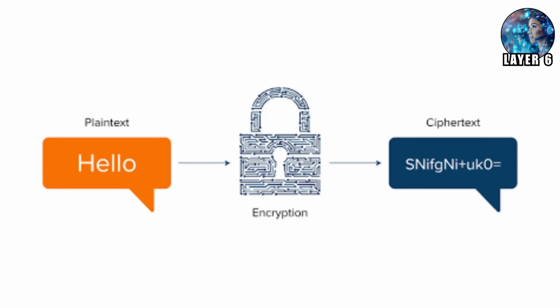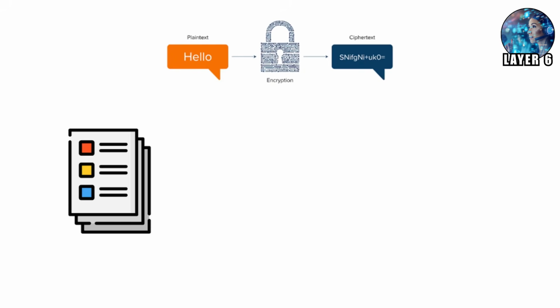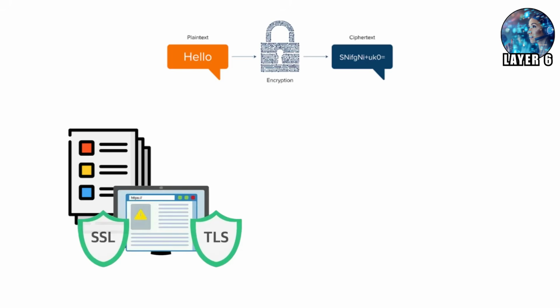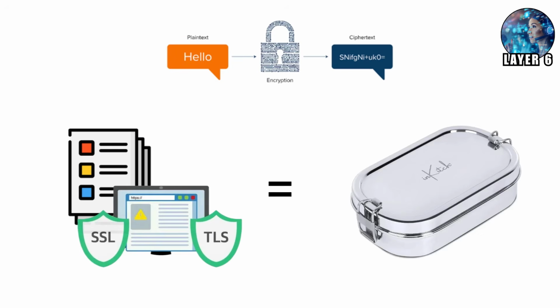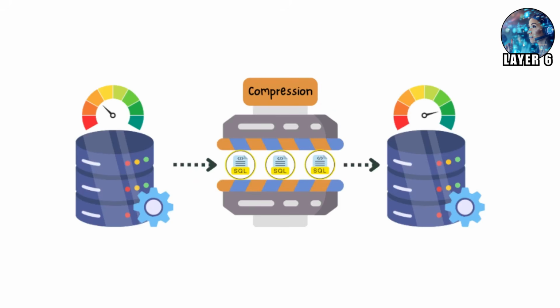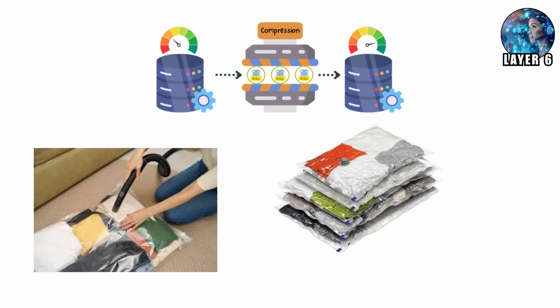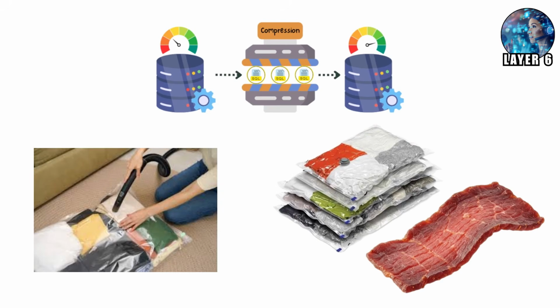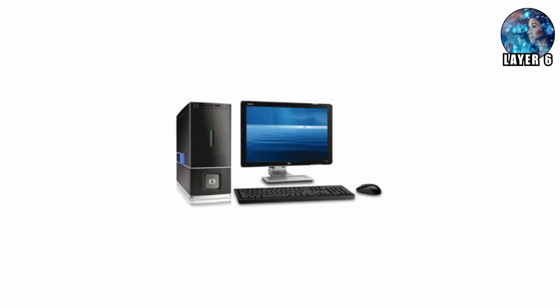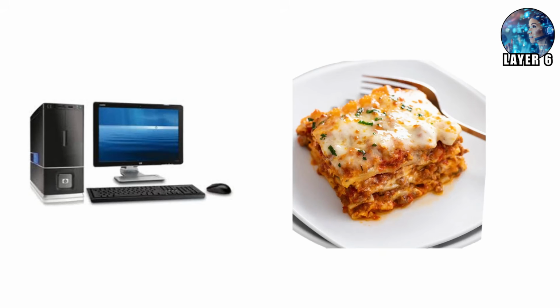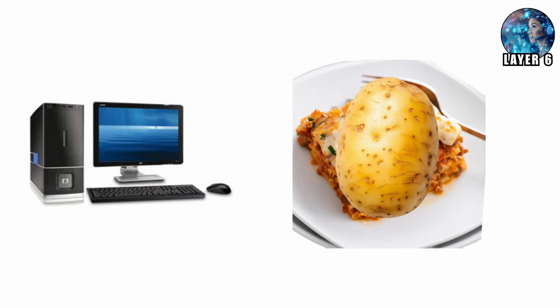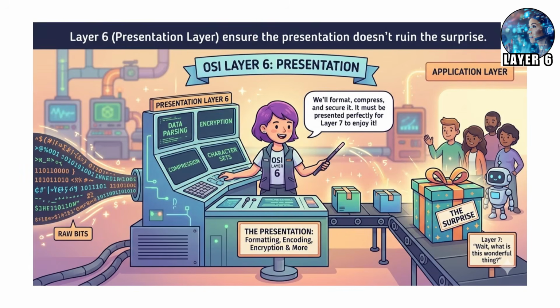This is also where encryption happens. Before your data goes any further, Layer 6 wraps it in SSL TLS, the digital equivalent of putting a top-secret sticker on a lunchbox. It also handles compression. Why send 5 megabytes of data when you can squish it down to 2? It's like vacuum packing your clothes for a flight. It's still your shirt. It just looks like a flat piece of beef jerky until you unpack it at the other end. Without Layer 6, your computer might receive a file and think it's a recipe for lasagna when it's actually a high-resolution photo of a potato. It ensures the presentation doesn't ruin the surprise.